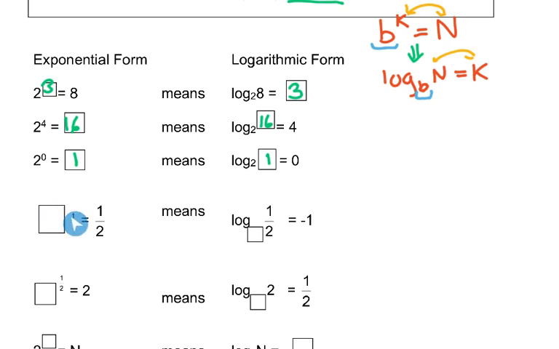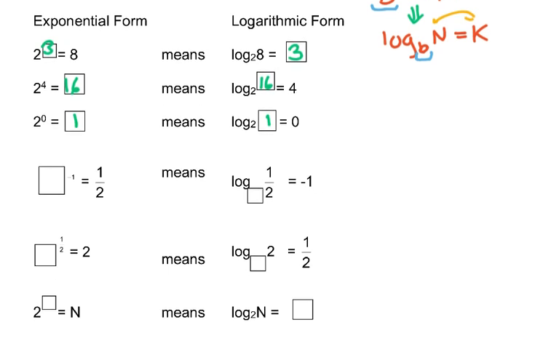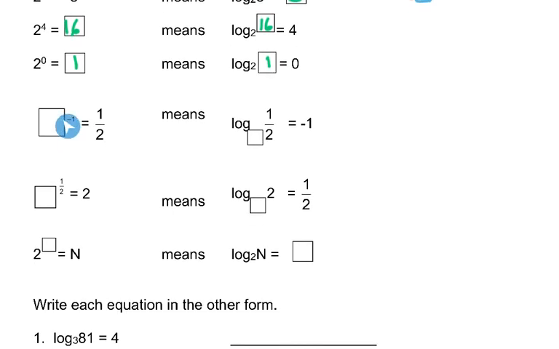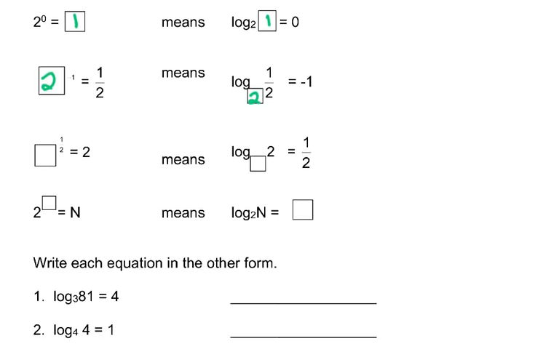Here we're looking, what number raised to the negative 1 power equals 1/2? So we need to know what negative exponents do. Well, negative exponents make fractions. So this would be 2 to the negative 1 is 1/2. So log base 2 of 1/2 equals negative 1.